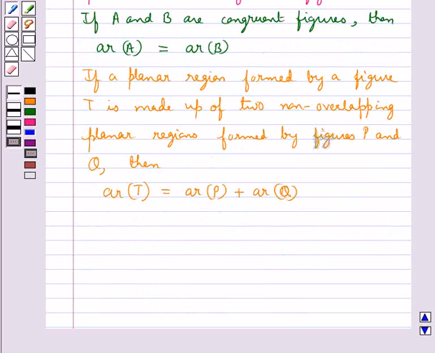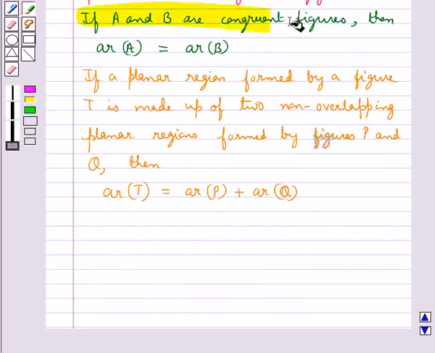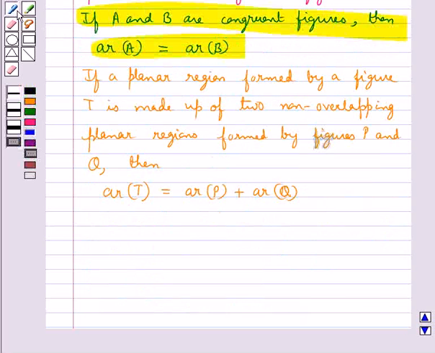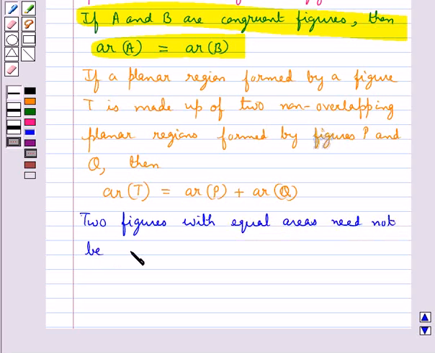We know that two congruent figures have same area, but the converse is not true. That is, two figures with equal areas need not be congruent.